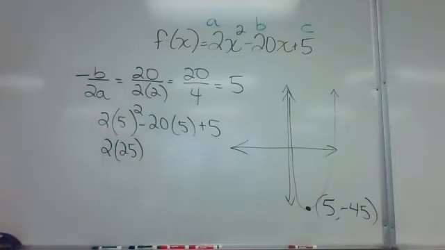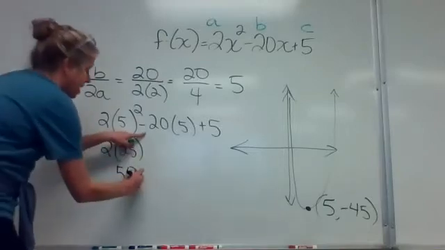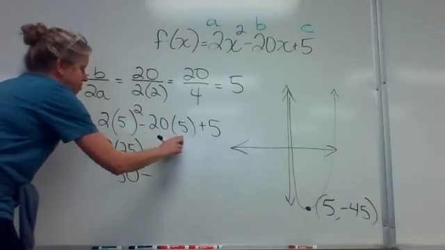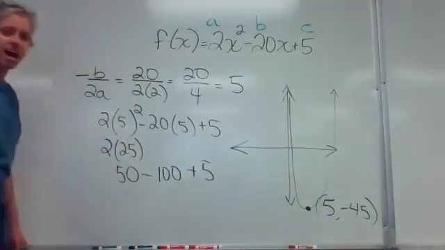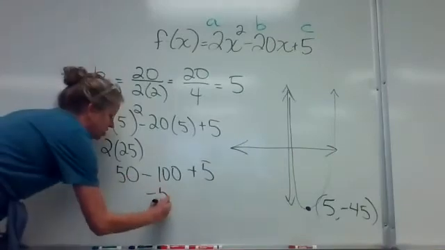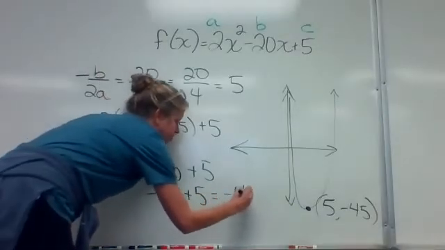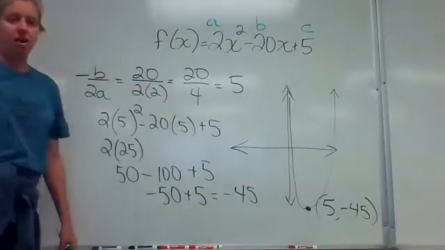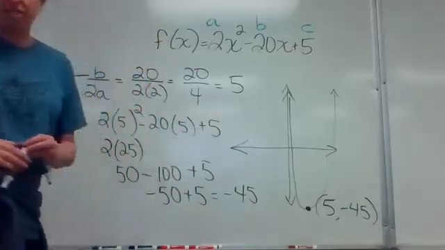So I have 2 times 25, which gives me 50, minus 20 times 5 is 100. Bring down that plus 5. Then if I go straight across, 50 minus 100 is negative 50, plus 5 gives me that negative 45. So again, either way, it's going to give you the same thing.